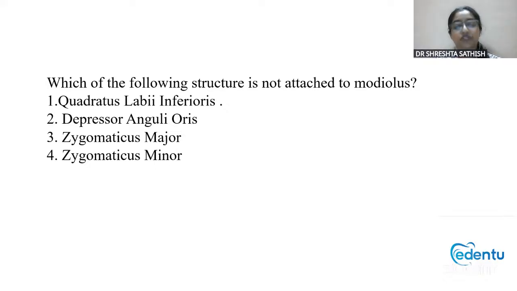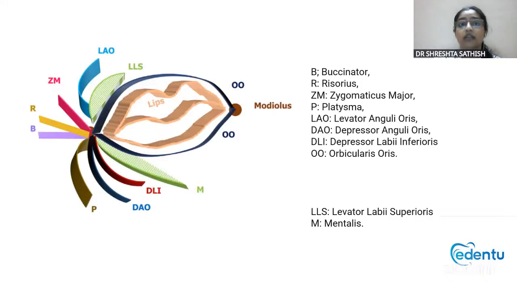Which of the following structures is not attached to the modiolus? Quadratus labii inferioris, depressor anguli oris, zygomaticus major or zygomaticus minor. Always remember your zygomaticus minor is not connected to your modiolus. Zygomaticus minor is not connected. So this is basically your modiolus.